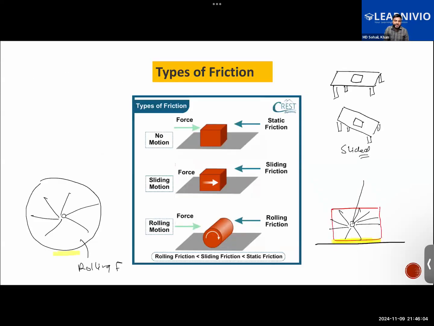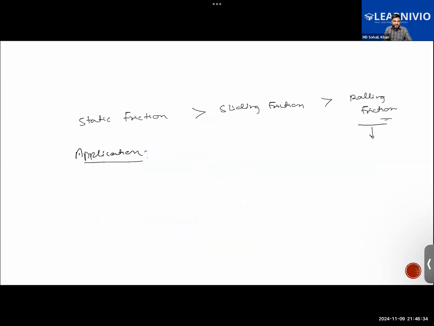Further, we have learned there are basically three major types of friction: static, sliding, and rolling friction. In static friction, the object will be at rest. It will not move. In sliding friction, the object will be sliding over the surface of another object. And rolling friction is that type of friction which opposes the rolling of an object over another object.